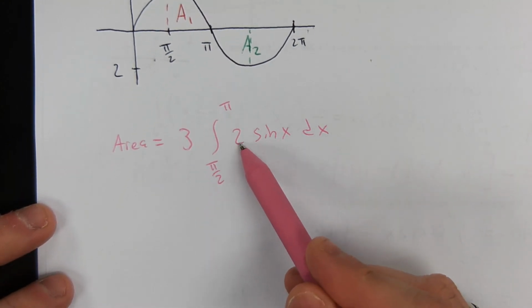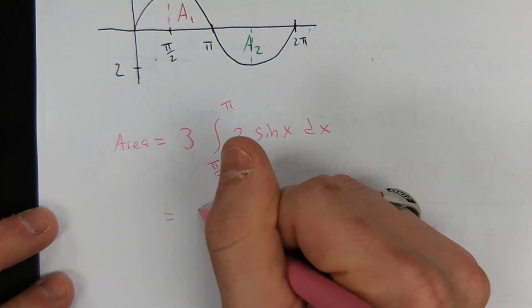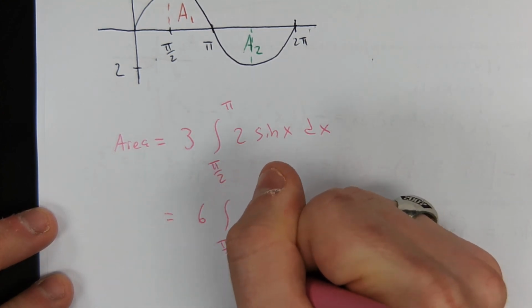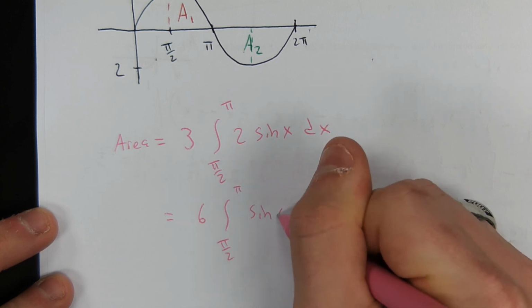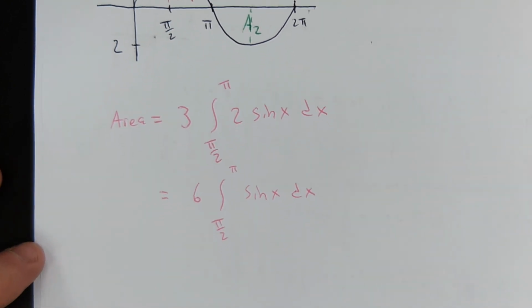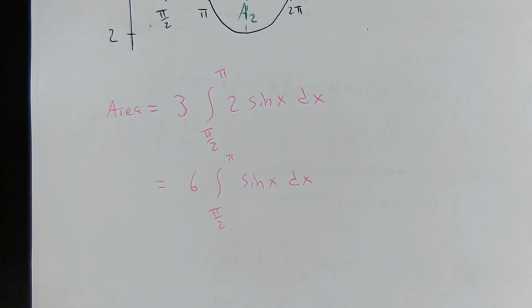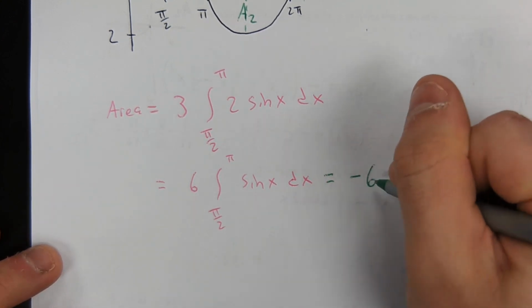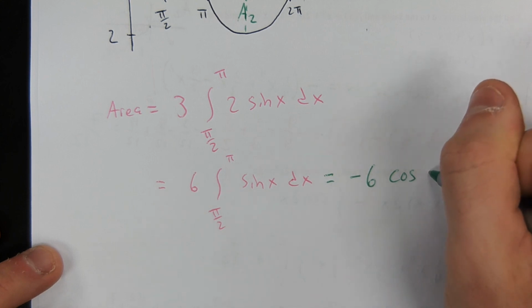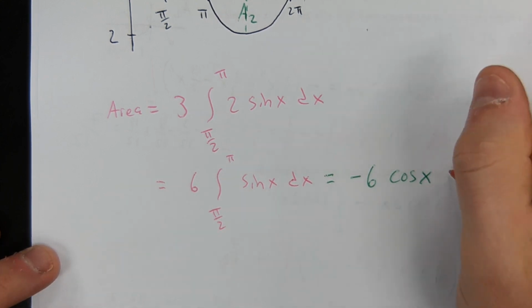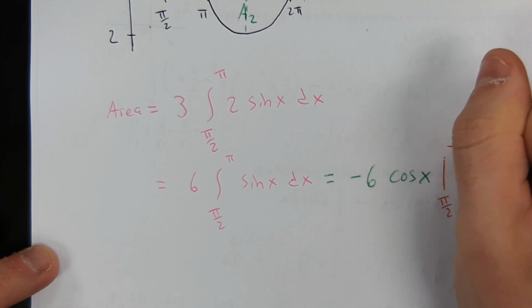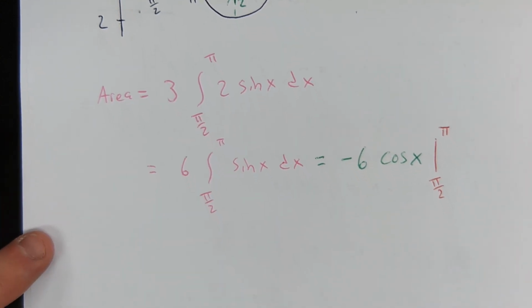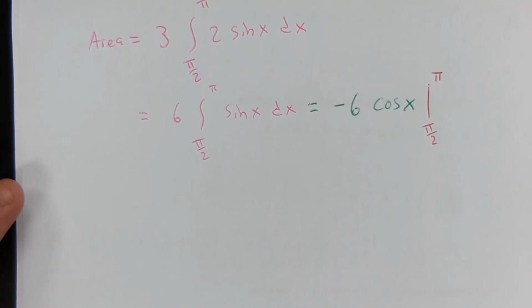This right here, this 2, because it's a constant, can actually be scooted to the front. There. We just need to integrate sine of x. Well, sine of x is the derivative of negative cosine. So this gives us negative 6 cosine of x evaluated from pi over 2 to pi. So we plug those numbers in and subtract.